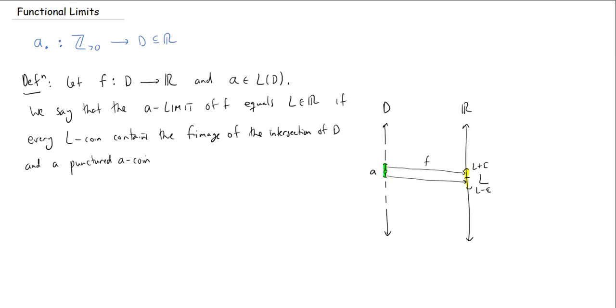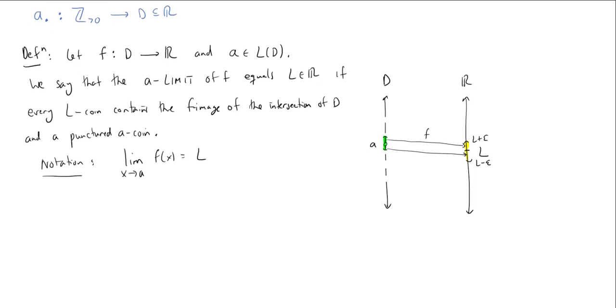Now we're not saying for every punctured a coin intersect with D. We're just saying if you have an L coin, it will contain the f image of the intersection of D with some punctured a coin. And in this case, the notation, this is what you probably remember from Calc 1, is that the limit as x approaches a of f of x equals L. So the key idea here is we can get close to L by getting x close to a, but we are not making x equal to a.